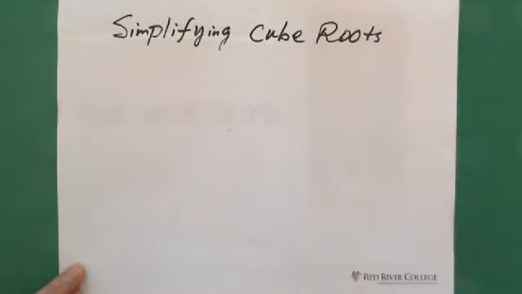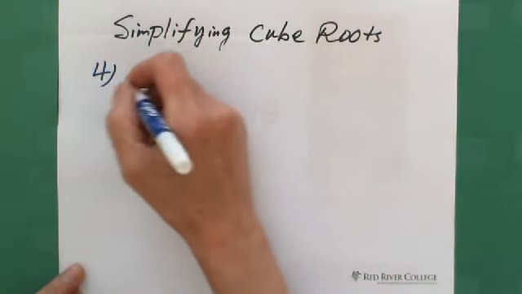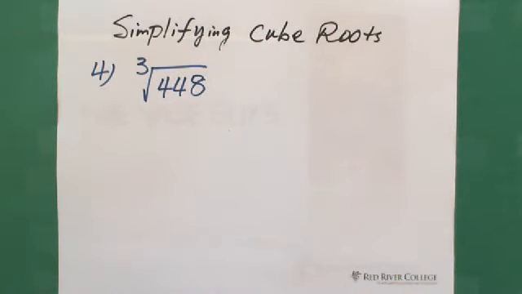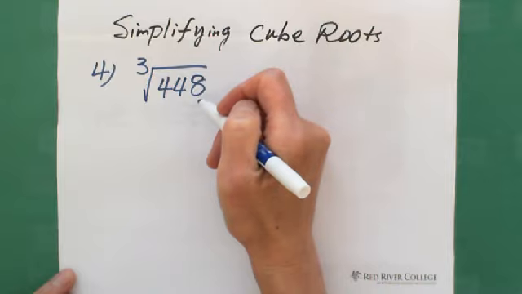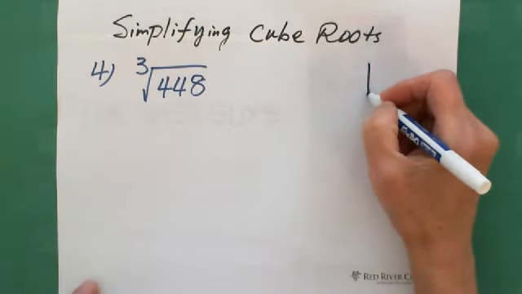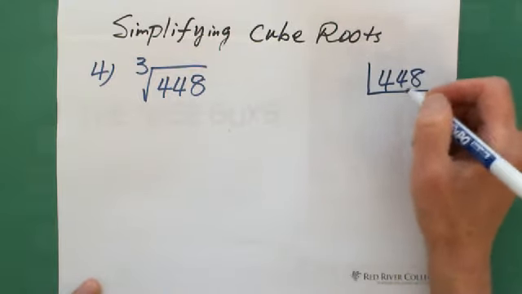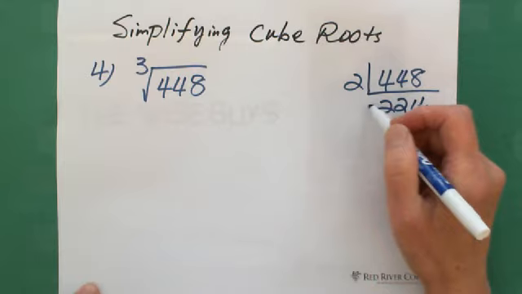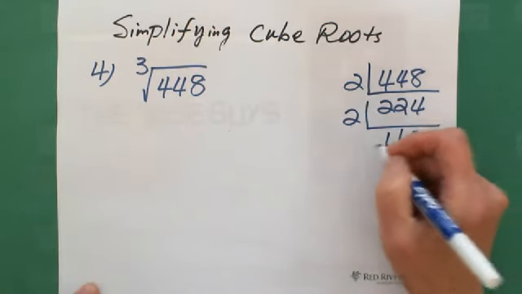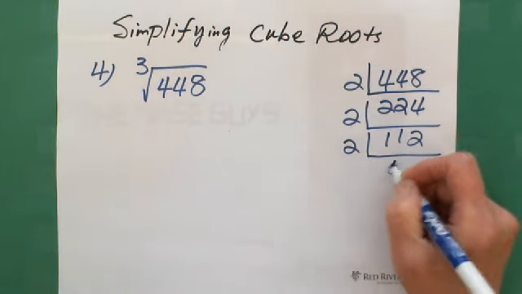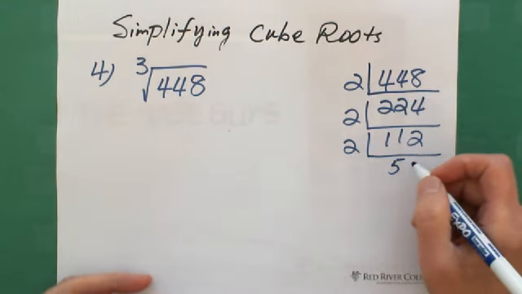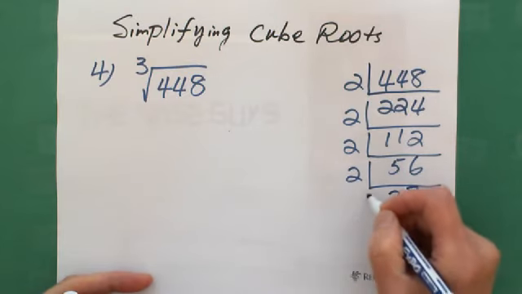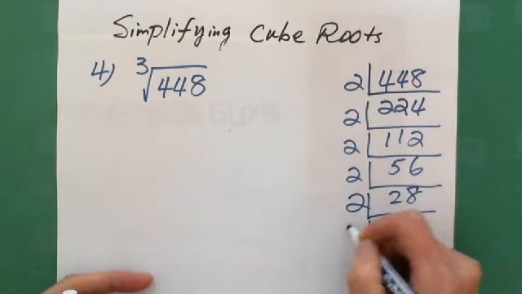The last question I would like to show you here. The cube root of 448. 448 is an even number, that's why you can divide by 2. Dividing by 2 is just half of each digit, it's easy. 448 divided by 2 is 224, because each of them is even, and divide by 2 again, 112, and divide by 2 again, 56, and you keep going, 28, and divide by 2 is 14, and divide by 2, you got 7.